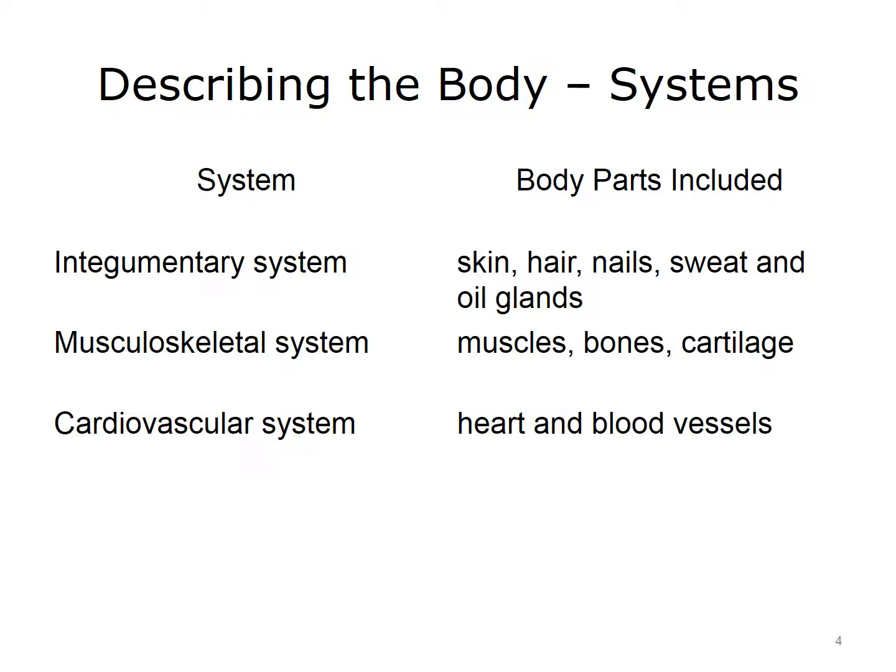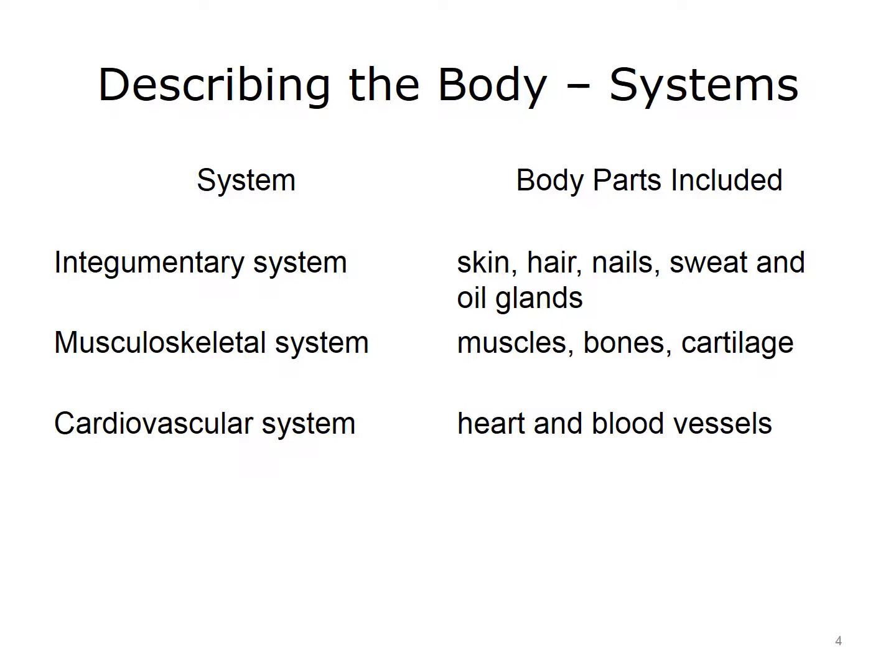The body is divided into various systems. These include the integumentary system, which includes the skin, hair, nails, sweat, and oil glands. It receives sensory information for the sensations of pain, touch, and temperature. It protects the internal organs from infection and trauma and regulates body temperature by sweating.